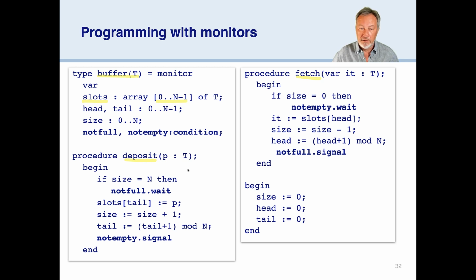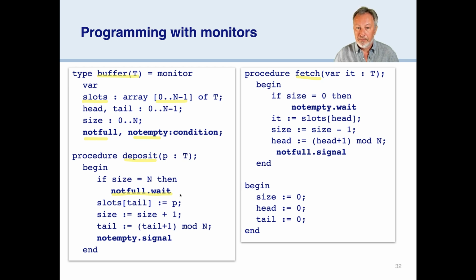Now, because this is a monitor, deposit and fetch are mutually exclusive. However, clearly, when you're depositing something, if the buffer is full, then you'll have to wait. And similarly, if the buffer is empty, then you'll have to wait. How do we realize this synchronization? Well, that's where these not full and not empty condition variables come into play. So the first thing deposit does is it wants to make sure the buffer isn't already full. So it does a not full dot wait.